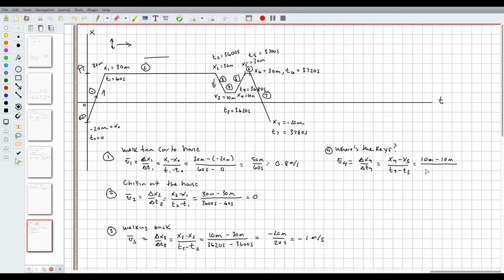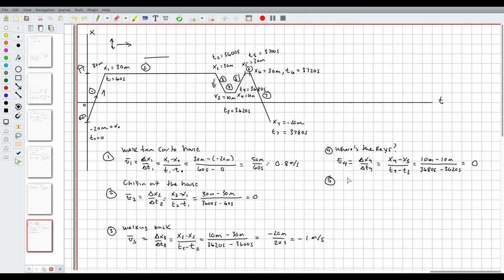What did my watch read? Let's see. 3680 is when I decided to turn around and head back to the house, but I just started slapping around in my pockets at 3620. So, panicking, trying to find the keys for about a minute. Okay, didn't go anywhere. Now we need to turn around and go back.